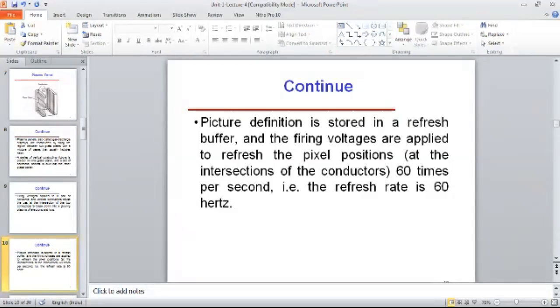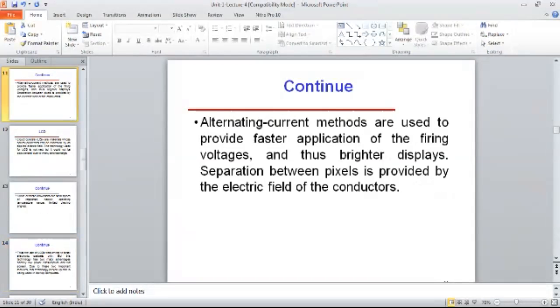So we feel that we are getting a continuous picture, but there is a refresh rate of 60. In this case, we use alternating current, of course. Alternating current methods are used to provide faster application of the firing voltage, and thus brighter displays. So it gives good quality displays.